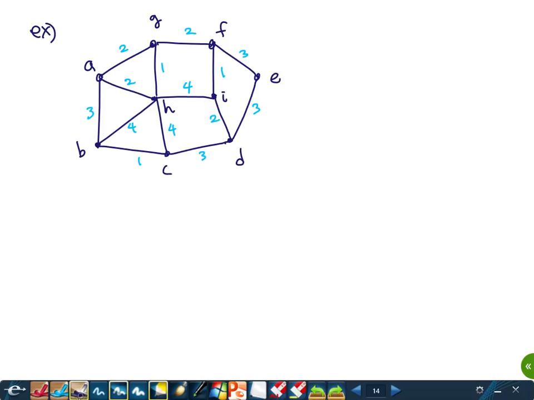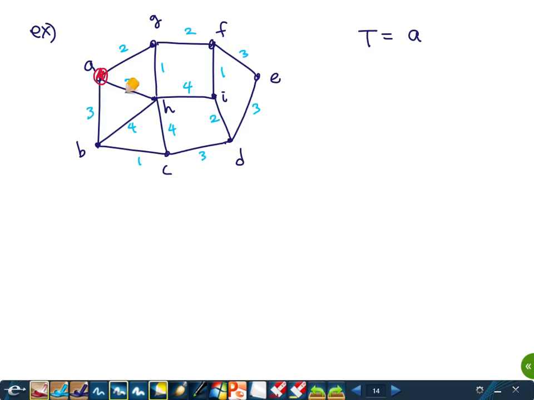So first, we begin with a vertex. Let's say A. T is initially A. I think we can just do this over the graph. So T is this, initially. Now what? Find an edge connecting a vertex in T and a vertex not in T. How many edges are there? These three edges are the candidates, right? This and this and this. And among them, just select an edge with the smallest weight.